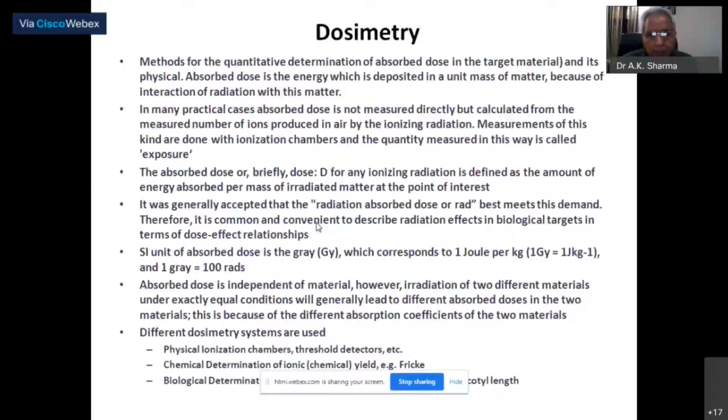Absorbed dose is independent of material. However, irradiation of two different materials under exactly equal conditions will generally lead to different absorbed doses in the two materials.